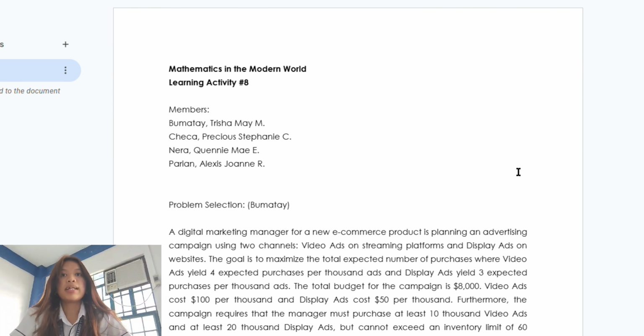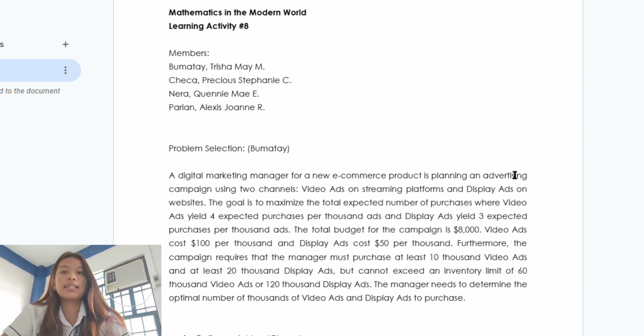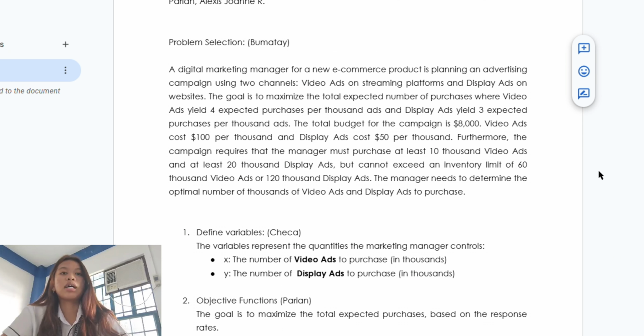A digital marketing manager for a new e-commerce product is planning an advertising campaign using two channels: video ads on streaming platforms and display ads on websites. The goal is to maximize the total expected numbers of purchases where video ads yields 4 expected purchases per 1,000 ads and display ads yields 3 expected purchases per 1,000 ads. The total budget for the campaign is 8,000. Video ads cost 100 per 1,000 and display ads cost 50 per 1,000.